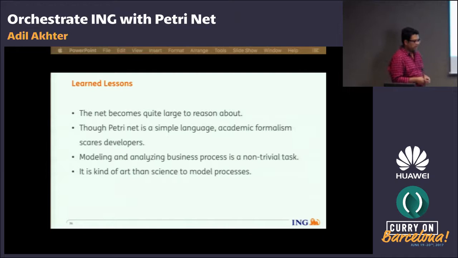So basically, the learning from this exercise was that the net structure grows really large and becomes hard to reason about for industrial processes. And though Petri Net is a simple language, it's an academic formalism which has formal semantics, which scares people quite a lot. Modeling and analyzing business processes is a non-trivial task, and it's more of an art than a science to model processes.